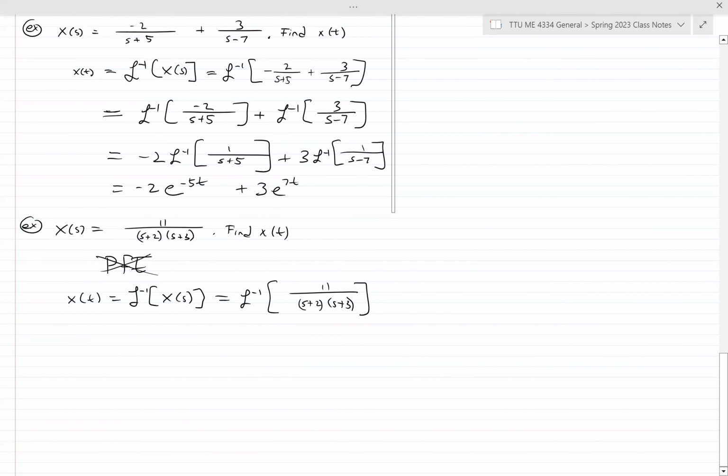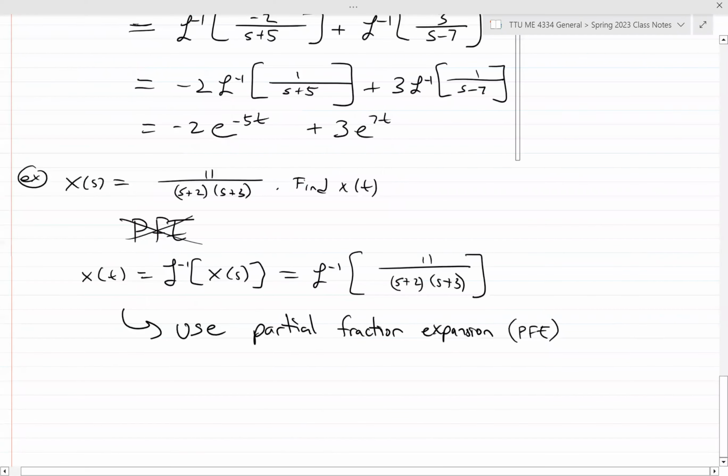Seems like you guys remember what that is. So just take a crack at it, apply it. Use partial fraction expansion. And tell me what we get inside of the inverse Laplace transform. I don't want the final solution. I just want what's in there.